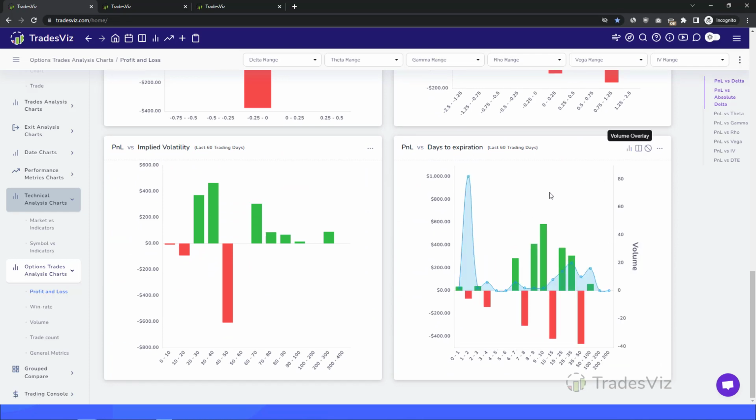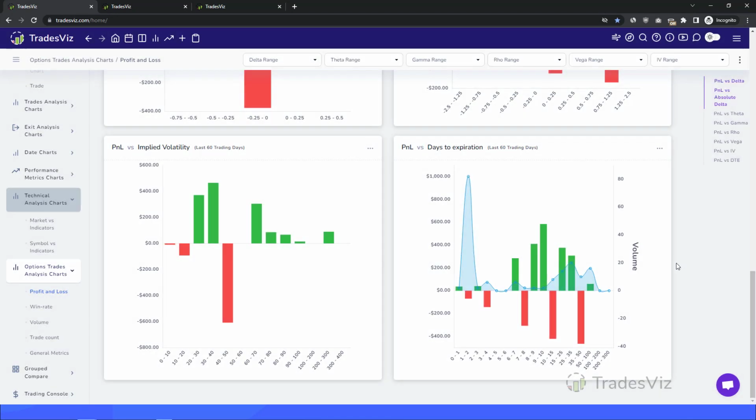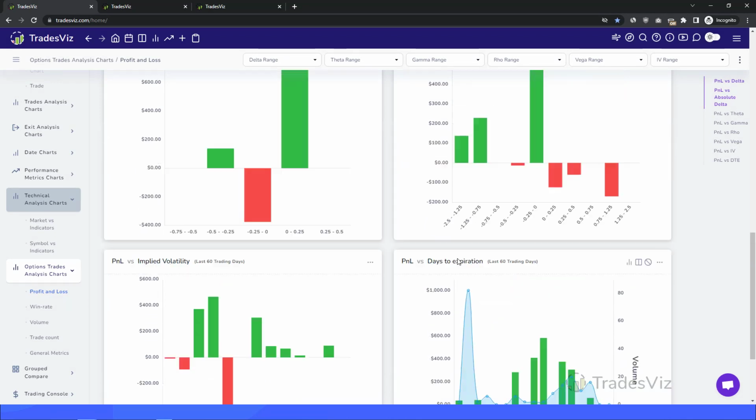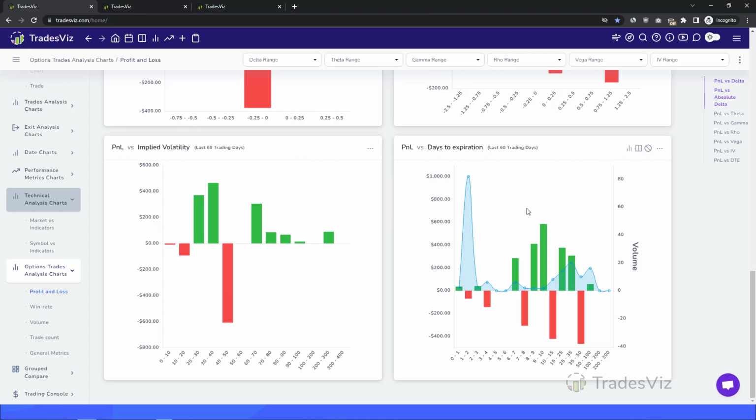For example, the PNL versus DT is a very popular chart in Tradesviz, right? Because a lot of people can easily understand it, right? But here we are seeing mixed results over here, right? So there's profit, there's loss, there's profit, there's loss. Like, what's happening here, right? So that's why you don't exactly look at one particular chart. Instead, you look at multiple charts and derive analysis from it, right?